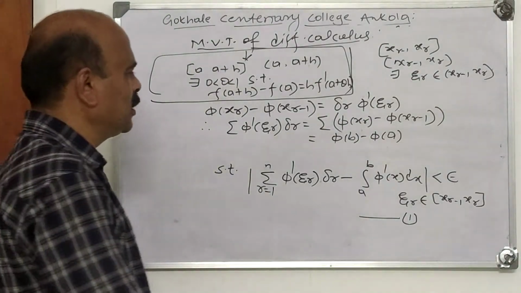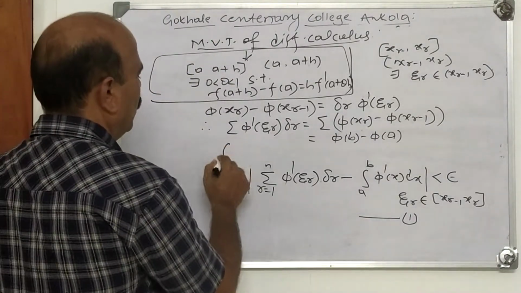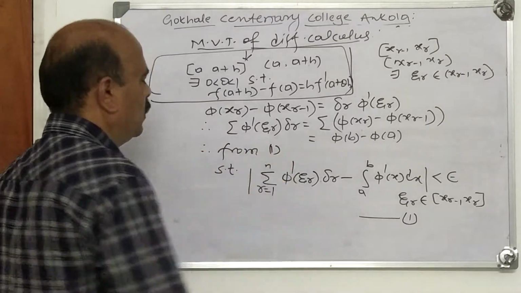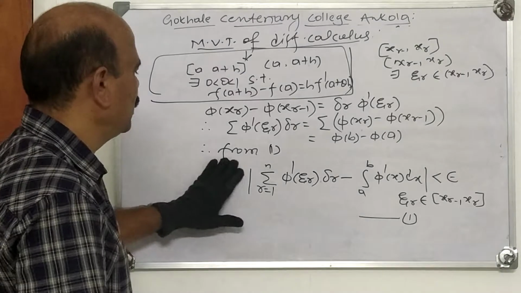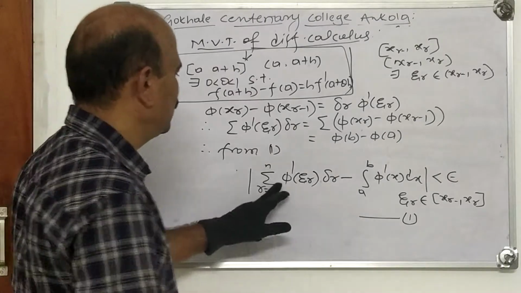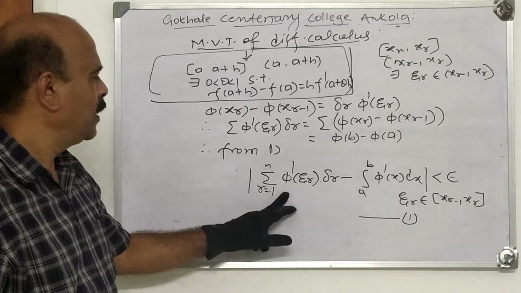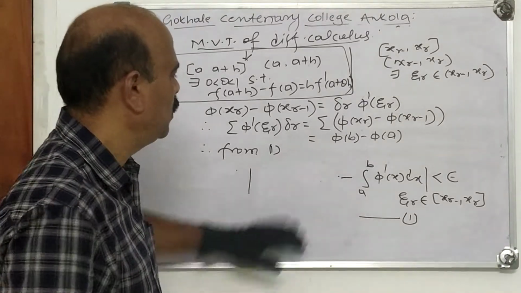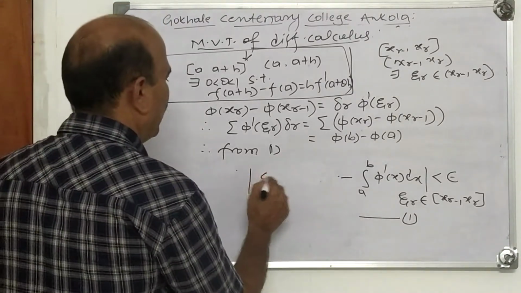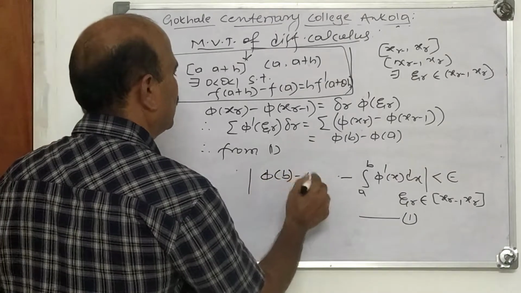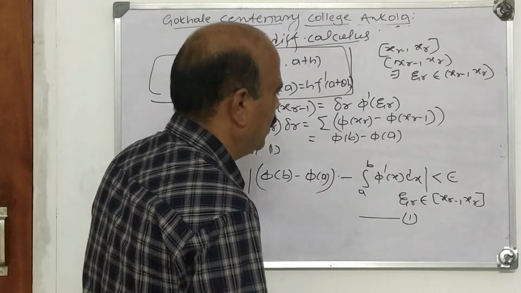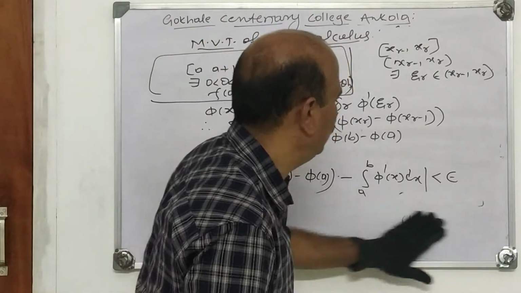Now we apply this in 1. Therefore, from 1, in place of this sigma pi dash xi r, I substitute pi of b minus pi of a. It is less than epsilon.